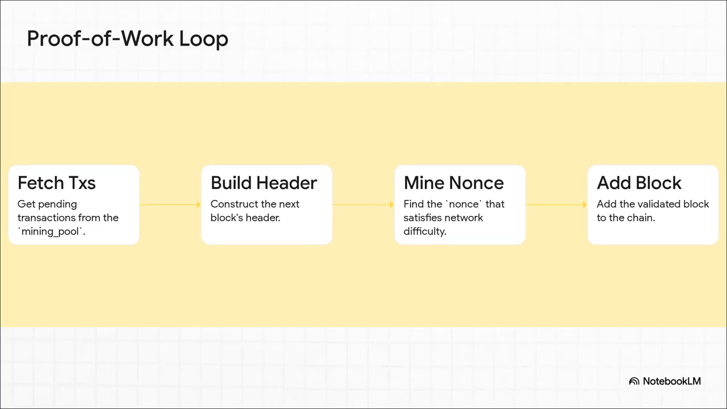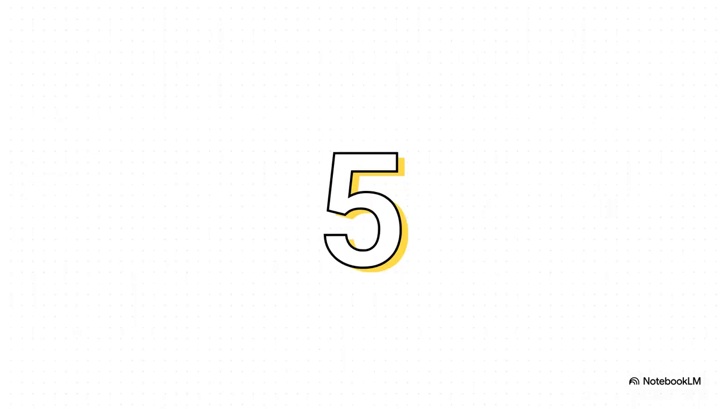The mining process here follows a classic proof-of-work loop. First, the miner grabs pending transactions from the pool. Then it builds a new block. And then comes the heavy lifting. It has to start guessing a random number, the nonce, over and over again until it solves a cryptographic puzzle. The first one to find the solution gets to validate the block, add it to the chain, and collect the reward.